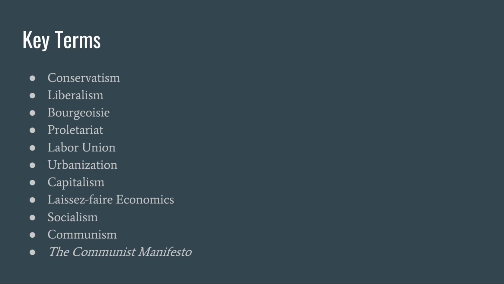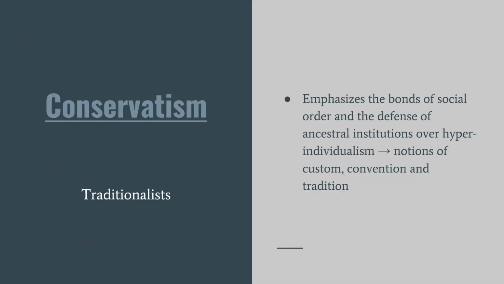So, what we see come out of the Industrial Revolution, out of these political revolutions, we start to see two distinct ideologies begin to emerge. The first of which is conservatism. These are the traditionalists in Europe. These are the folks who want to see everything go back to the way it was before revolutions.